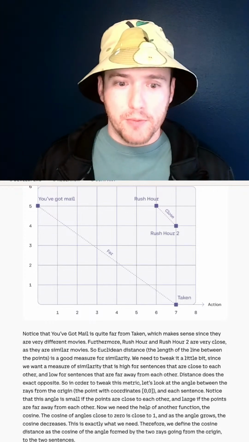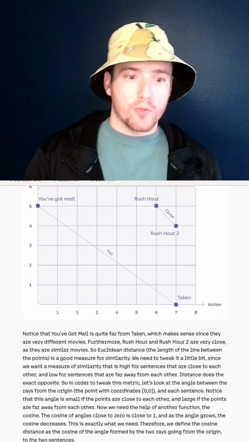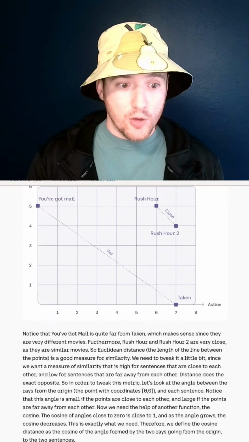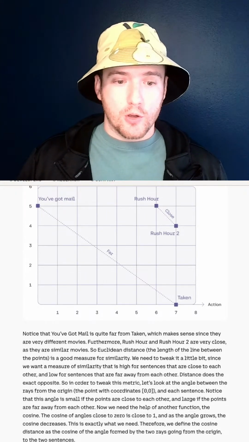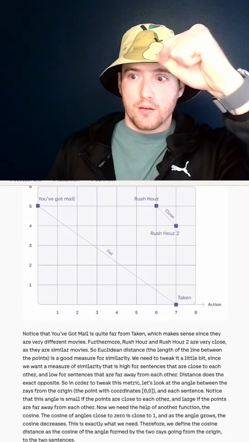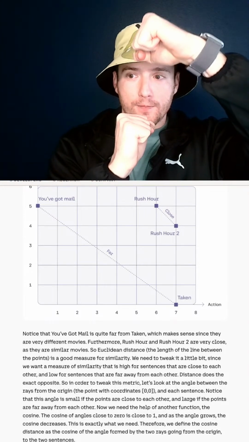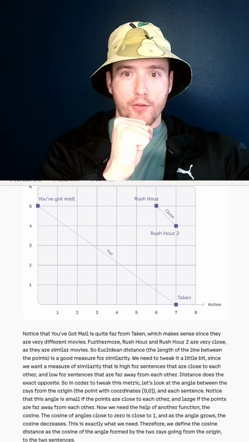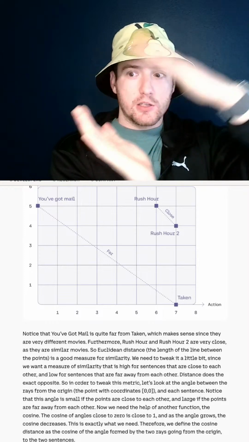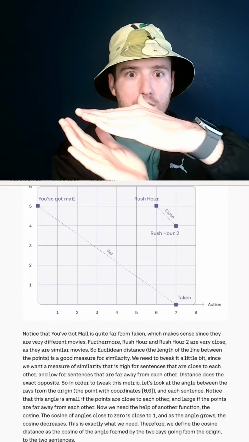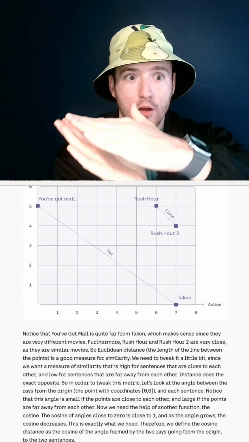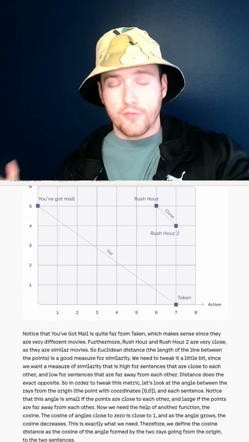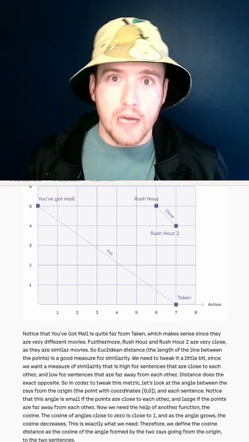So in order to tweak this a little bit, we look at the angle between the rays from the origin, the point where the coordinates are 0, 0, and each sentence. Notice that this angle is small if the points are close to each other. Think of it as a triangle. The smaller the angle between the two, the closer they are, but the wider the angle, the more that distance grows, the farther they are. And then we'll incorporate cosine to give us the inverse.